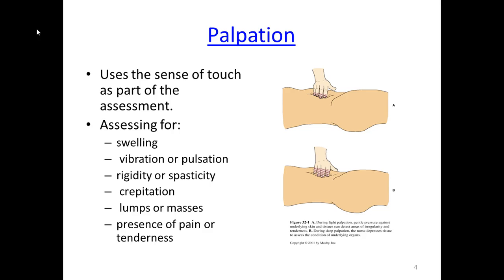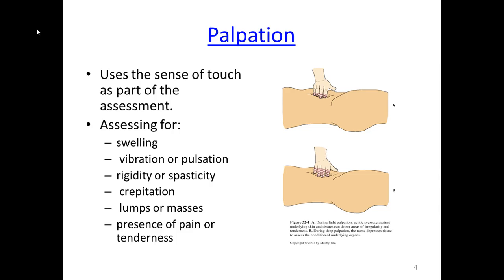One of the things I'll say about palpation is you'll see on the top, example A, if you notice she's lightly pressing on the patient's stomach, just using the first third of her fingers. That's considered light palpation. With light palpation we're looking for swelling, vibration, rigidity, crepitation, masses, lumps, or if our patient tells us that hurts, or that's painful, or they guard that area if it's tender.